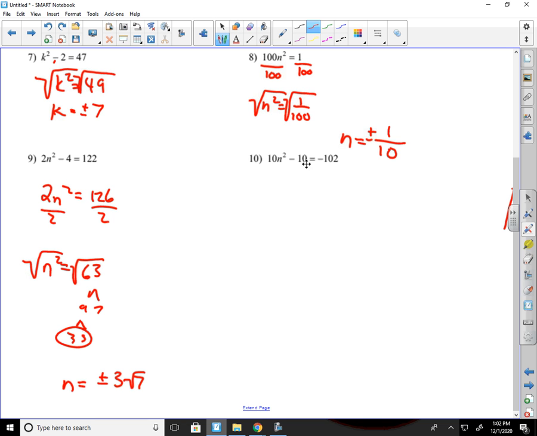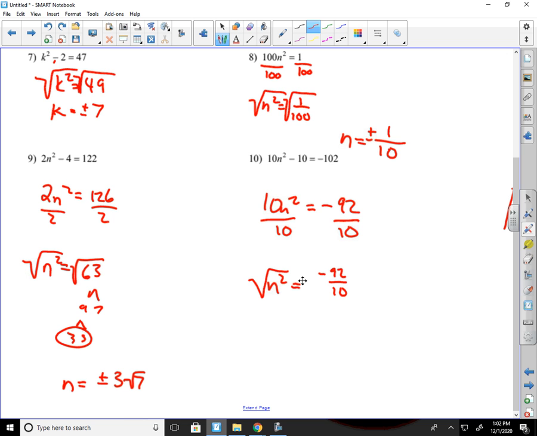And then number 10, this one was probably the hardest one on the page. We start by adding the 10 over. It gives us 10n squared equals negative 92. Divide by 10. A lot of people then went to 9.2 from here, negative 9.2. Shouldn't do that. You got to leave it the way it is. So it's n squared equals negative 92 over 10.